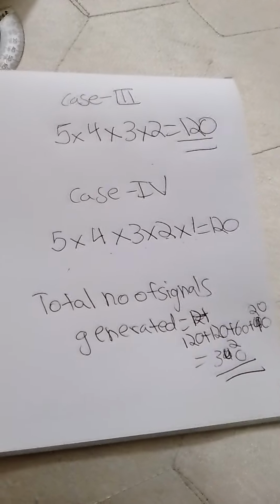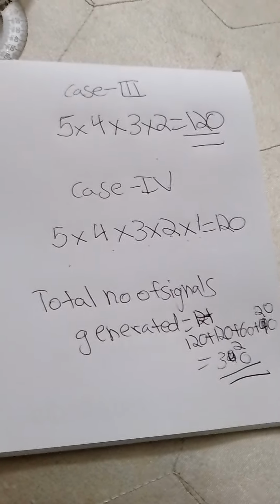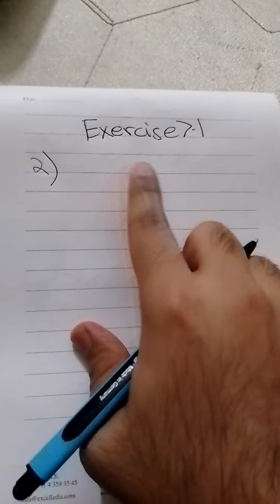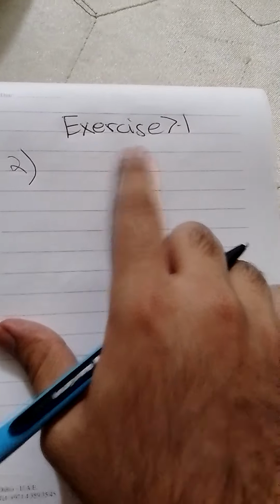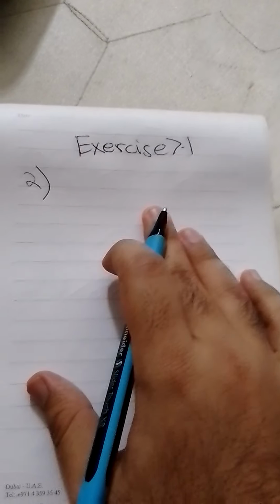Now I've explained this example. Let's move into the NCERT exercise 7.1. So guys, let's start the exercise 7.1. I'm not going to do all the questions, but a few of the questions which need explanation. If you're clear with these questions, the remaining questions you can do on your own. So let's start with the second question.